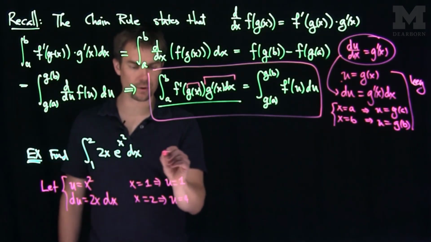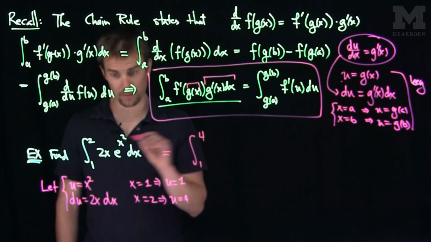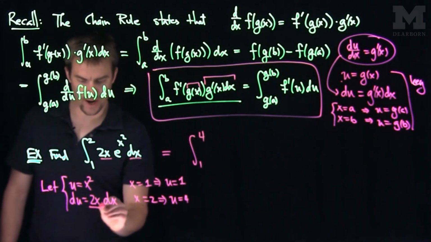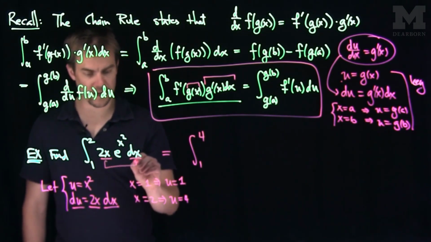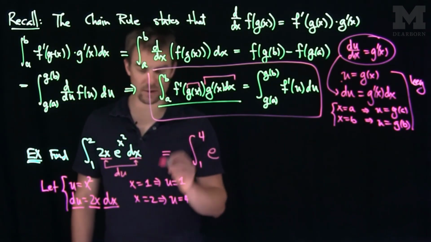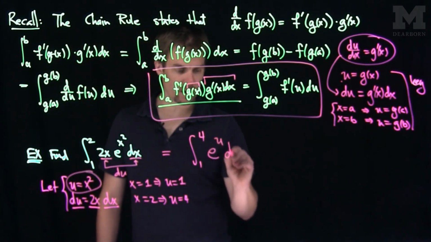And now we can write this integral in terms of u's using this formula. This is going to be the integral from 1 to 4. Then I have a 2x dx. 2x dx is the same as du. So those two terms over here are exactly just du. And then I have e to the x squared. That turns into e to the what? Well, x squared is the same thing as u. So this is going to be an e to the u du.